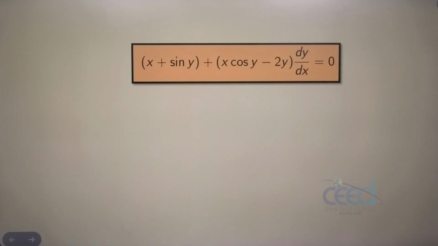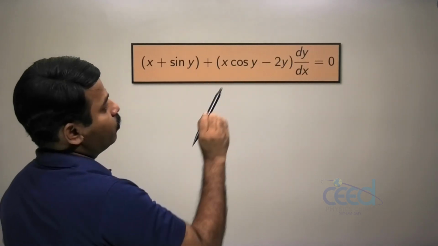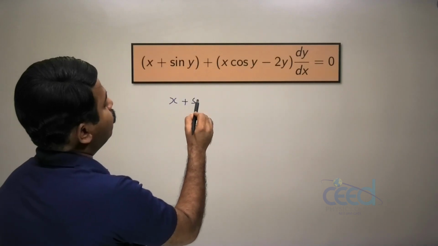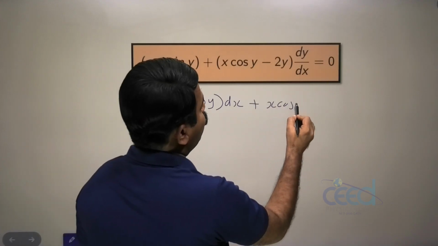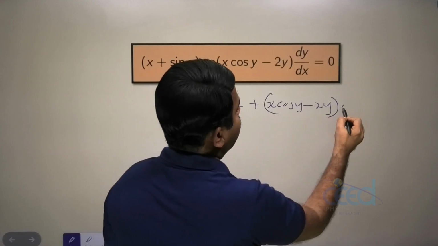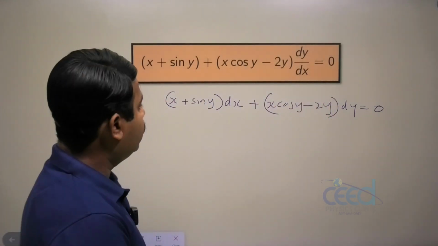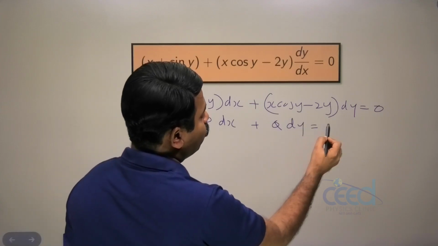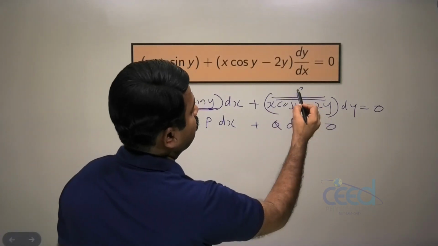So let us directly go to the problem. One problem is given like this, then what is the solution? Look here, one differential equation. First I am multiplying throughout with dx, then I can write: x plus sin y into dx plus x cos y minus 2y into dy equal to 0. Now you can write this in the format p dx plus q dy equal to 0. This is p, and this is q.